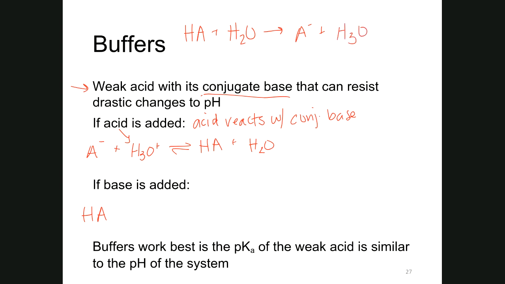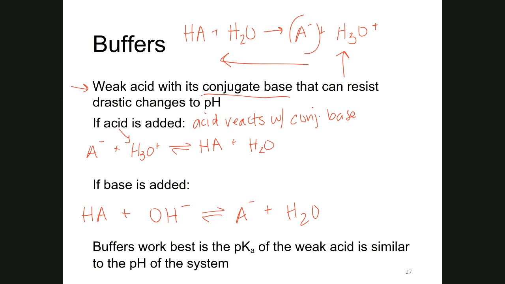So if we're adding acid, it's going to react here, right? Le Chatelier's principle, we're adding acid, it's going to shift this way. If base is added, it's going to react with the acid. And so base we represent as OH minus. So our H moves over, we're going to make A minus and H2O. So in either case, if we're adding acid or base to our solution, we're making water, which is why our pH is able to stay so constant.